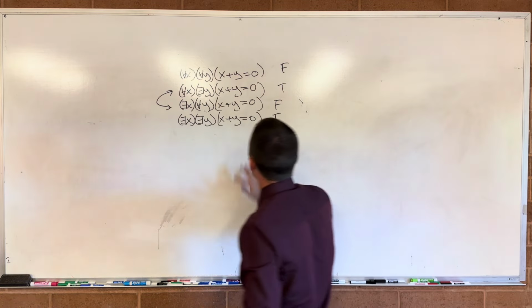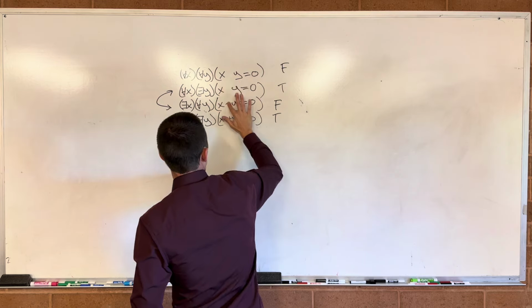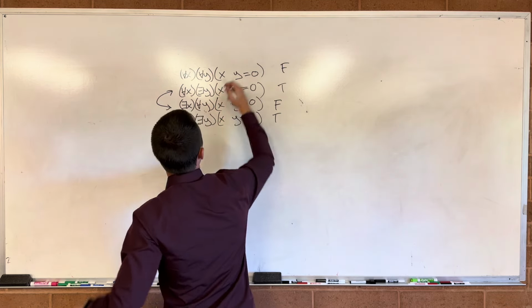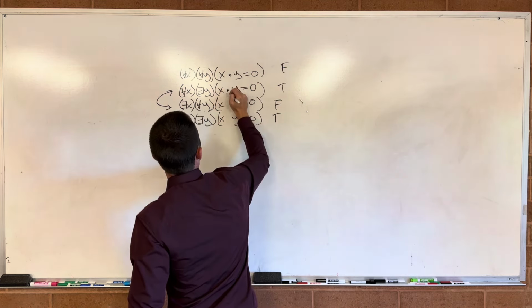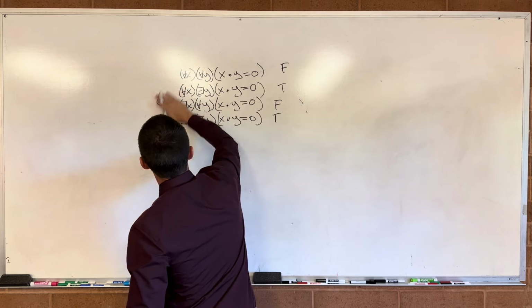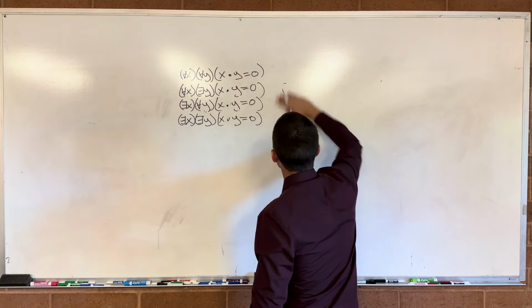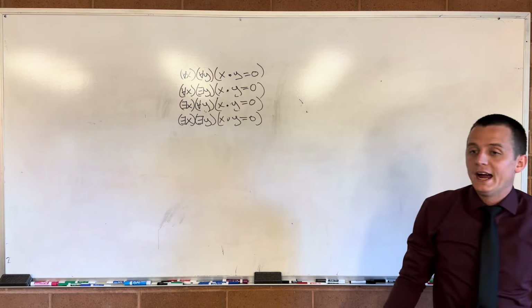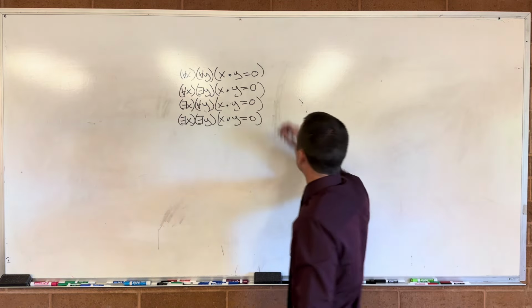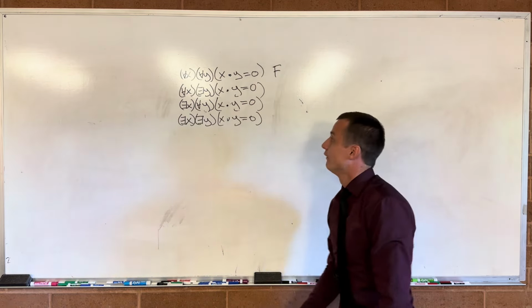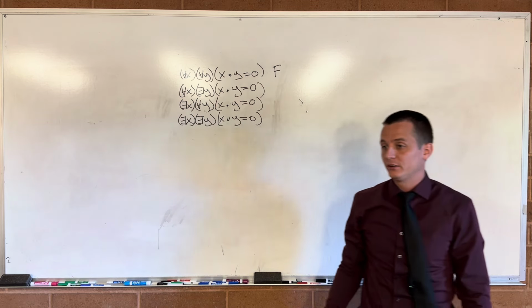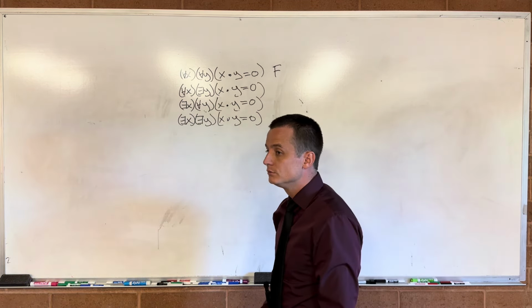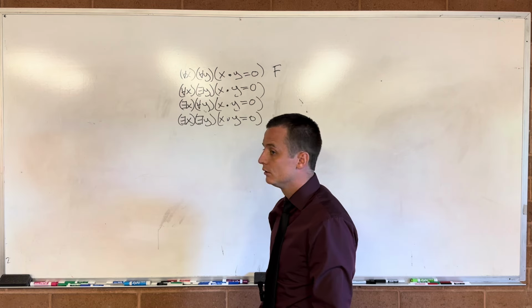All right, let's switch all these to times and do the exercise again. For all x and for all y, x times y equals 0. False. Wonderful. For all x, there exists a y such that x times y equals 0.